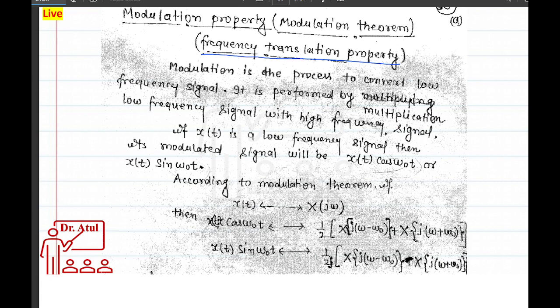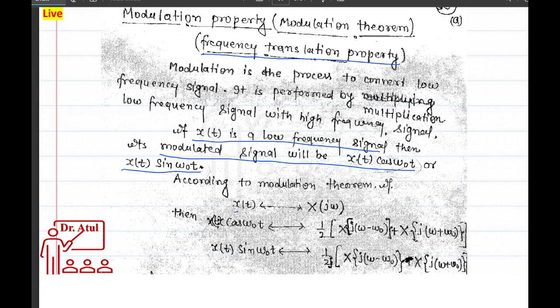So in this frequency translation property, if you multiply a signal by sin omega t or cos omega t, then the frequency is shifted. Simple words I can say like that. Here x(t) is a low frequency signal, and then the modulated signal will be x(t) cos omega t or x(t) sin omega t. Omega naught is the frequency of the carrier.